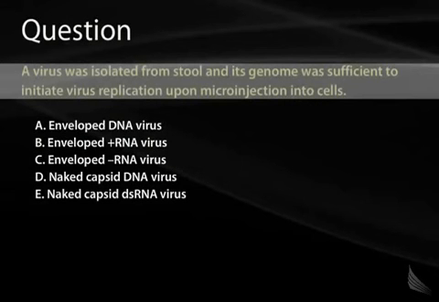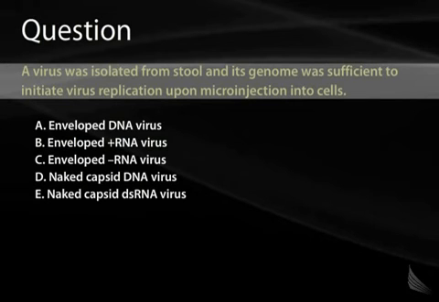Next question. A virus was isolated from stool, and its genome was sufficient to initiate virus replication upon microinjections into cells. So just from thinking about that, we know that if we found it in the stool, it's not going to be enveloped, okay? It has to be a naked virus, and so we only have to now worry about whether it's DNA or double-stranded RNA.